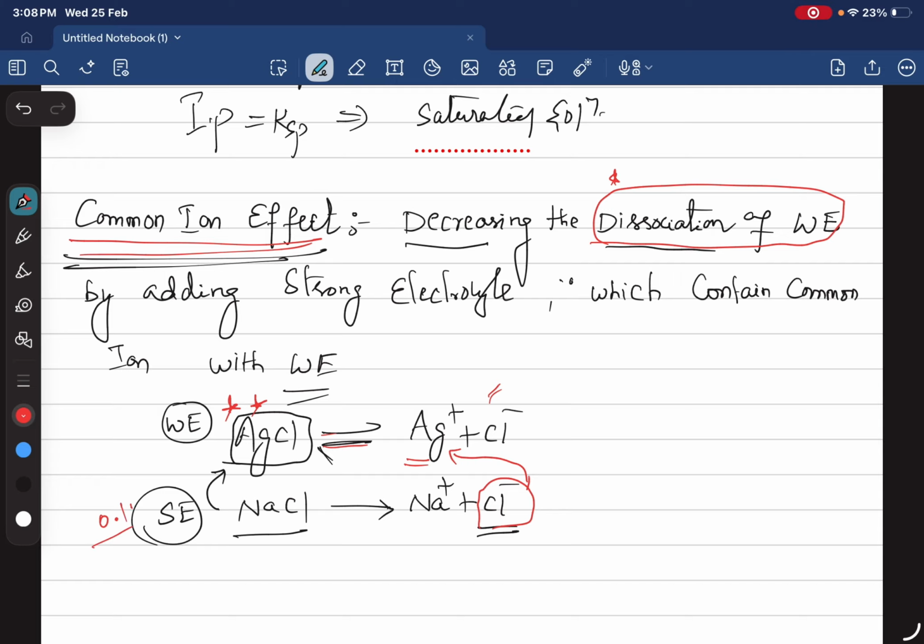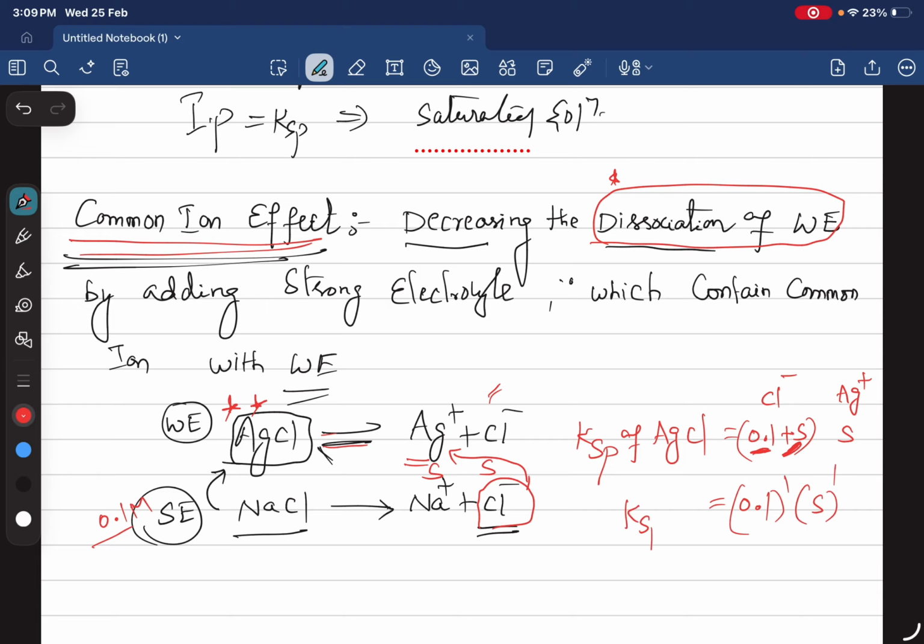Suppose I give you 0.1 M strong electrolyte, NaCl. To find the Ksp value, we take Ksp of AgCl equals (0.1 plus S) into S. Here this S is for the Cl- ion, and the other S is for Ag+. But this S is very small compared to 0.1. So we take 0.1 power 1 into S power 1 equals Ksp of AgCl. That is how we can find the Ksp value of a weak electrolyte when we mix it with a strong electrolyte, that is, under common ion effect. There are many things, not only this; even pH also decides the correct Ksp value for weak electrolytes.